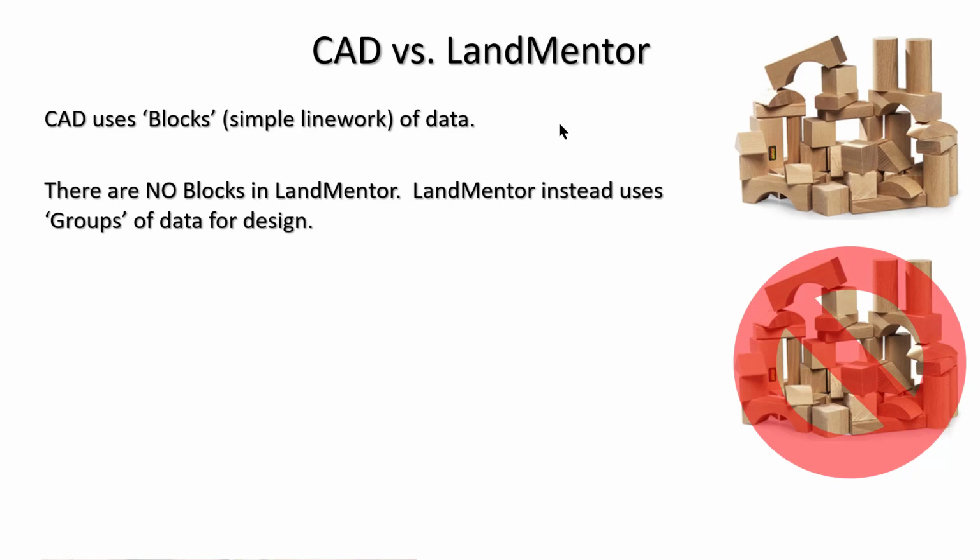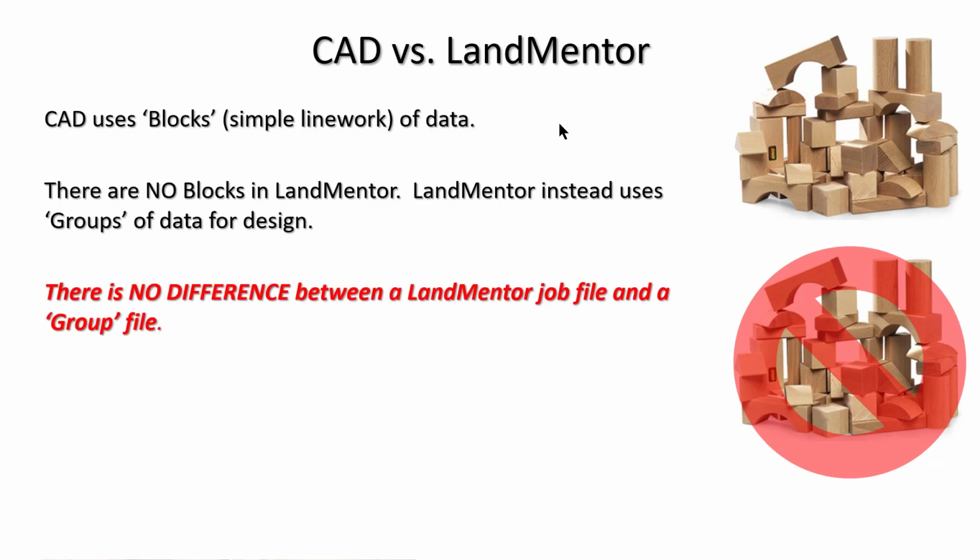So you learned previously in lesson 1 how the intelligence of LandMentor retains the surface. So we live in a world of surfaces, remember that? And that lines with hundreds or thousands of layers. So that intelligence is in groups. In fact, a group must have a surface to be used. So there's no difference between a LandMentor job file and a group. Any LandMentor file can be treated as a group.